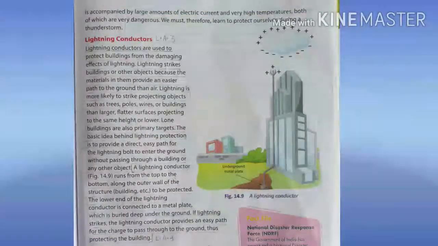Now next, answer number 3: with the help of a simple diagram, explain how a lightning conductor can protect a building from a lightning strike. Answer is on page number 211. See on the top of the page. See the topic lightning conductors. Whole paragraph you have to write and you have to draw the diagram also.